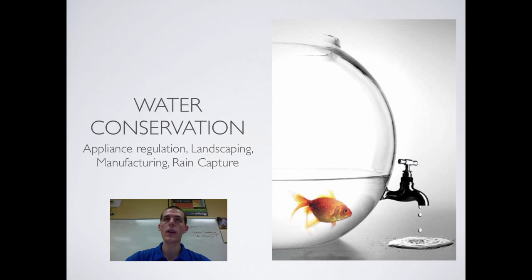Appliance regulations. Over the last 20 or so years, the American government has made some steps towards putting regulation on the manufacture of appliances that consume water. So toilets have become quite a lot more efficient, as have shower heads and faucets, dishwashers, washing machines. Due to government regulation, we are now just using less water simply because our appliances are more efficient.